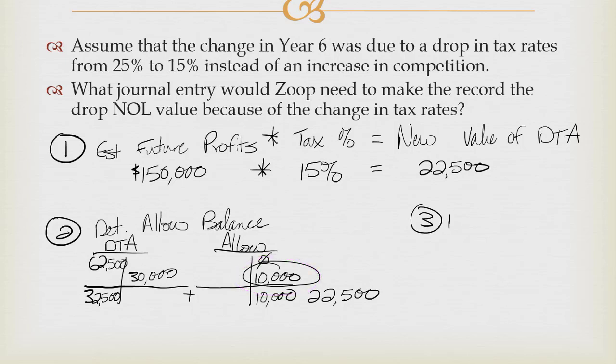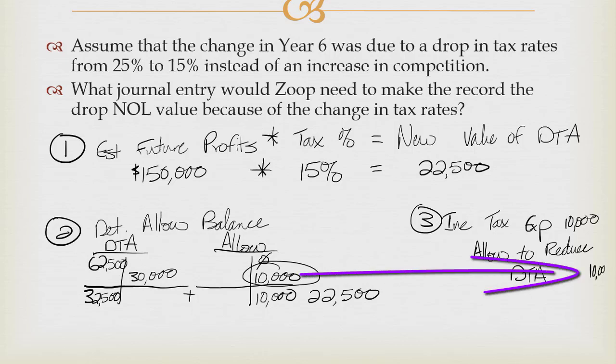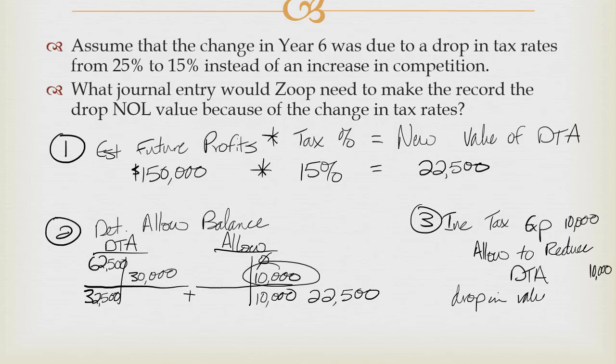So I have income tax expense, and my allowance to reduce deferred tax asset, 10,000. Drop in value of year 4 carry forward.